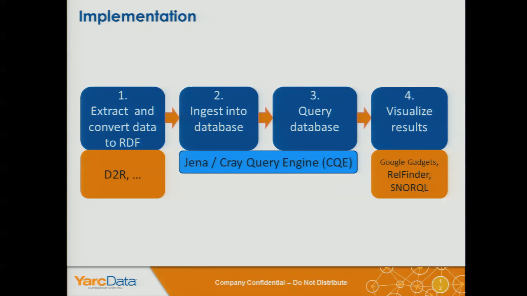Okay. And as I mentioned, here's our implementation. Extract and convert, we have a couple of programs now. D2R I'll talk about. And then the ingest and query is done by the query engine, Jena on the front end and the Cray query engine, CQE, on the back. And then finally, for visualization, we have a number of different ways: RelFinder, Snorkel, and we're adding more all the time. Cytoscape is another widely used program. So that's basically, this just describes the process.